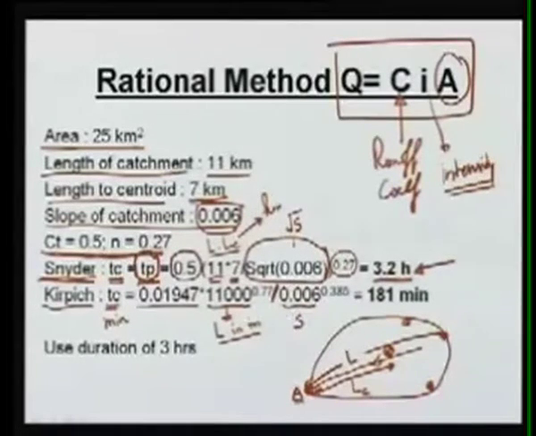If we put the values of L and S, we get a value which is 181 minutes. So if we look at these two, in this case they are not very different. So to be on the conservative side, we can take a Tc which is smaller than this, and therefore we will use a duration of 3 hours. That means for rainfall duration of 3 hours, we have to find out the intensity.